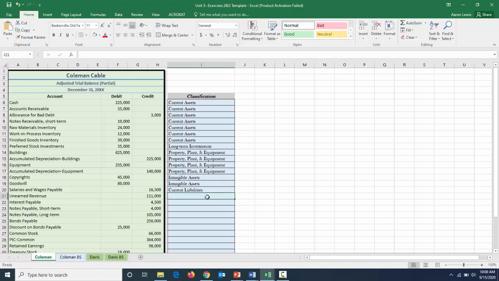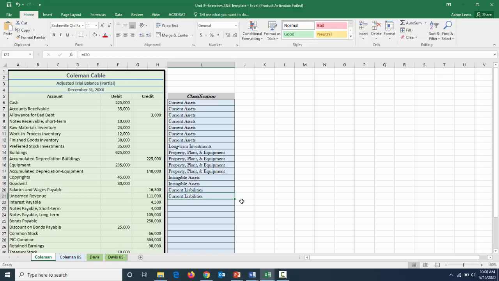Unearned revenue is a job that we have to do for someone who has paid us in advance, so we owe them something, we owe them work. And I think our customer is going to expect us to finish this job within the next year, so we're going to classify that as a current liability.